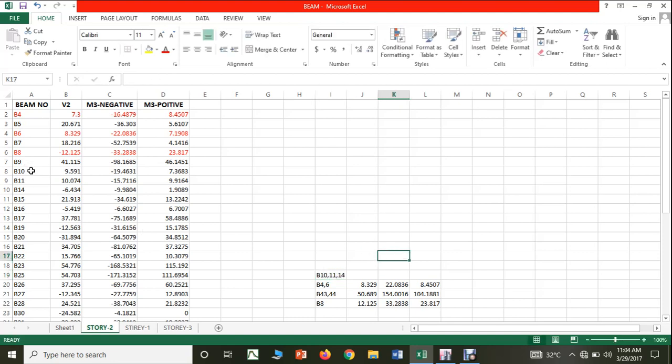Out of this, the shear will be highest in 10, and this will be the highest negative bending moment. For 10, 11, 14, the highest will be this 9. So beam 10, 11 and 14.